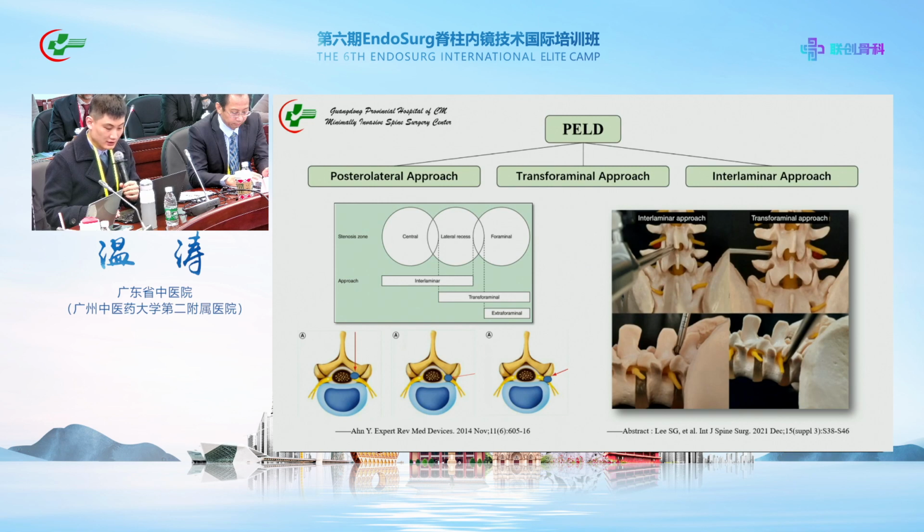Now, there are mostly three approaches for the PELD: transforaminal, interlaminar, and posterolateral. For most cases, we can use the transforaminal approach and the interlaminar approach for the herniation case. But some cases have an extraforaminal herniation. In this case, we will use the posterolateral approach to take out the disc.